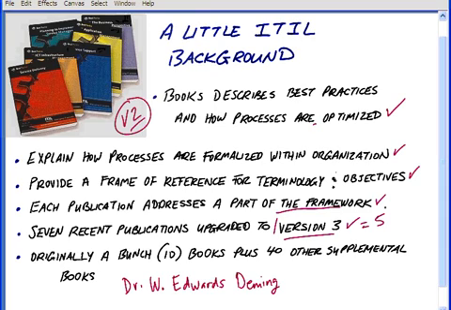Now, there's also supplementary books and white papers, and there are also documents published on the web. And I'll show you the organization that you can go to, to check out and keep tabs on all the different documentation for ITIL.